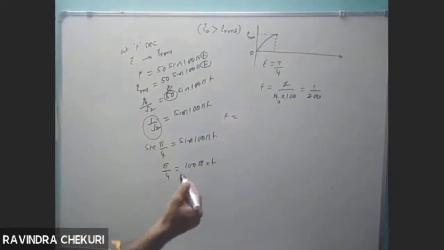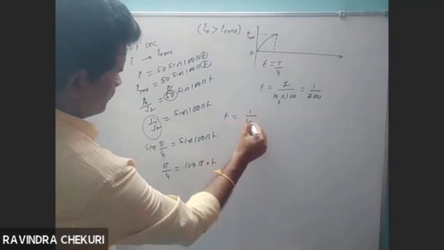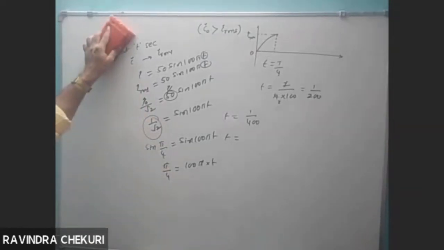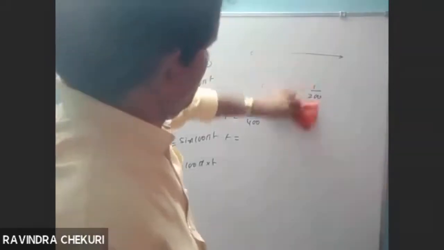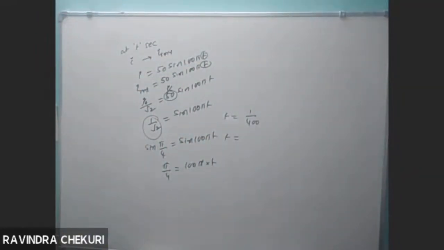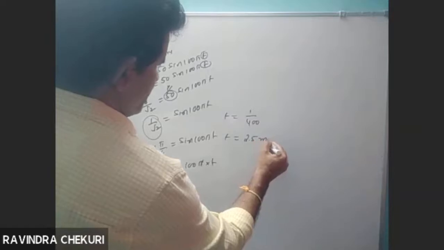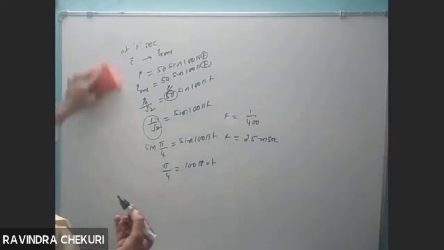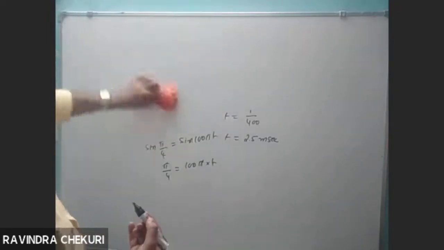So the time is equal to 1 by 400. What's the value? 2.5 milliseconds. 2.5 milliseconds.